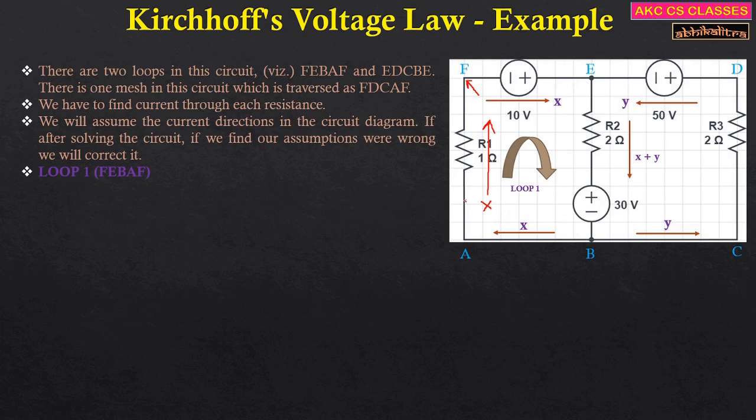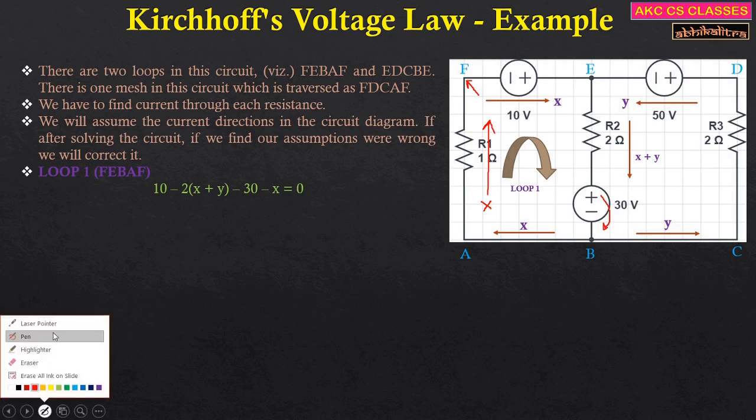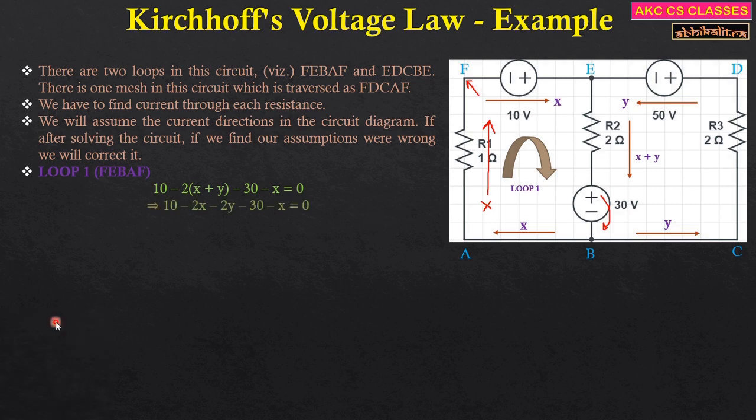The entire equation is now formed completely. So we will see the equation for loop 1. It's basically 10 minus 2 into x plus y minus 30, because we are moving from positive to negative plate, and then again we are moving from higher potential to lower potential, that means it's minus x, right? So when it is minus x, now we solve it.